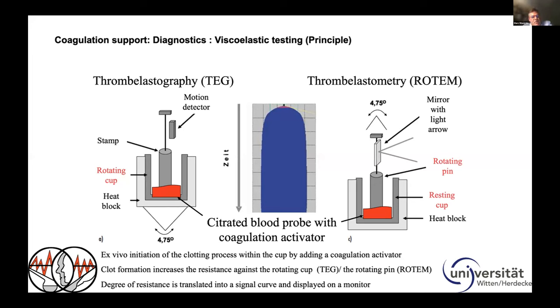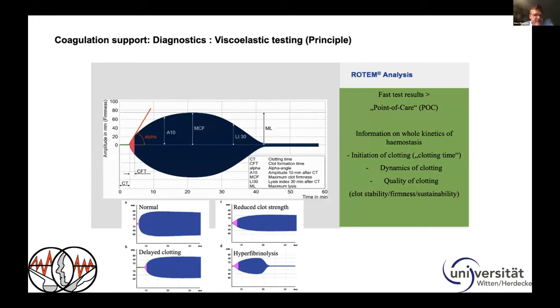And the more coagulation, the more stable the clot gets in this assay, the higher is the amplitude of your test trace, and this usually forms the characteristic ROTEM trace that's seen in the center of this slide. And this shows you some examples of normal clotting, or a scenario where you encounter a reduced clot strength, as evidenced here by a reduced clot amplitude or delayed clotting, that's usually indicative for a lack of coagulation factors to initiate the clotting process in the cup.